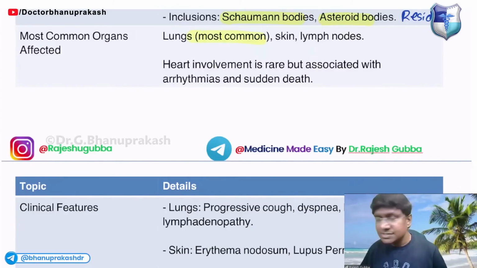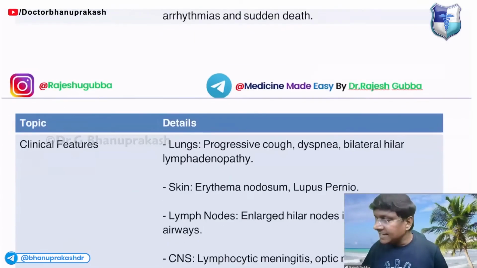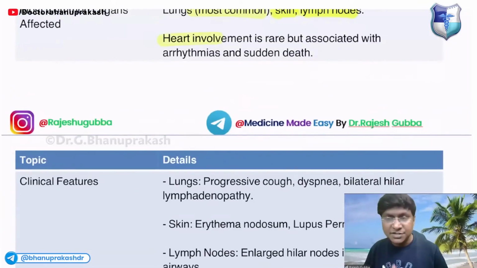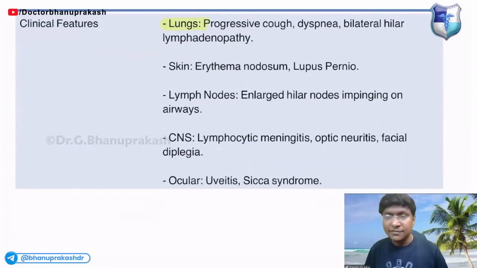Most common organ affected is the lung. Lymph node involvement, bilateral hilar lymphadenopathy. Skin involvement will be there in the form of erythema nodosum and lupus pernio. And cardiac involvement will be there in the form of restrictive cardiomyopathy, and that is a cause of death in these individuals. Lung involvement will be in the form of interstitial lung disease, and due to this they'll be having dry cough and dyspnea. Skin involvement in the form of erythema nodosum and lupus pernio.